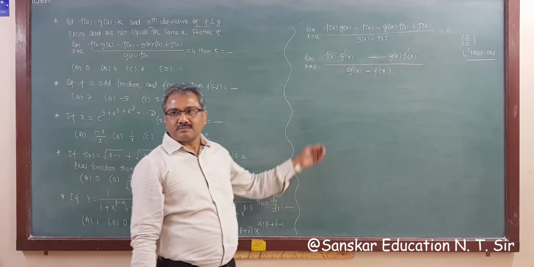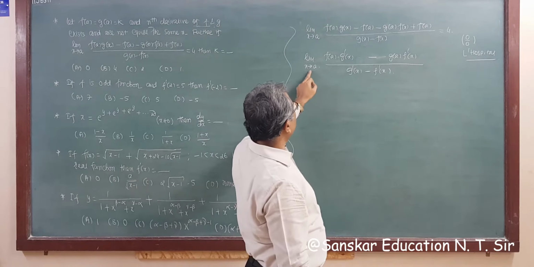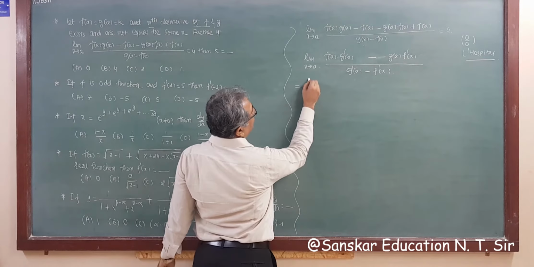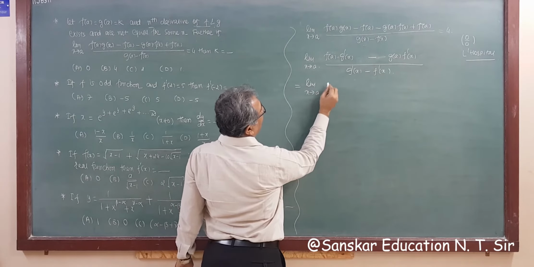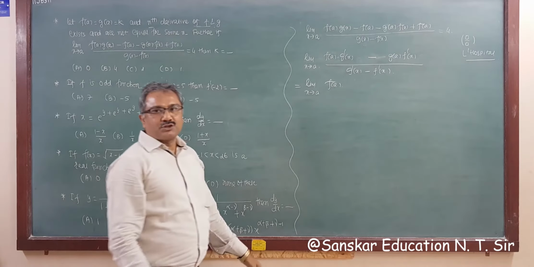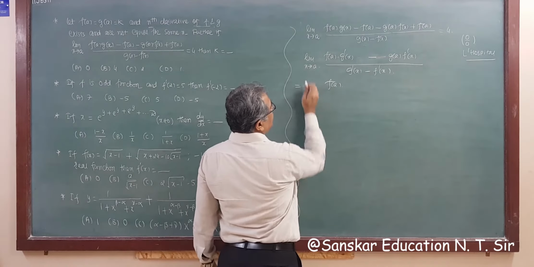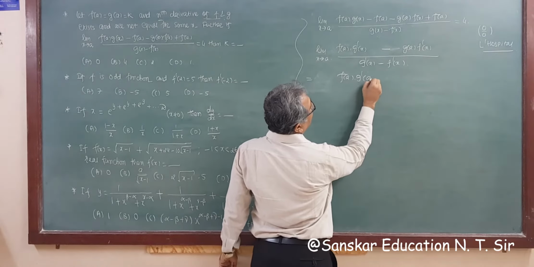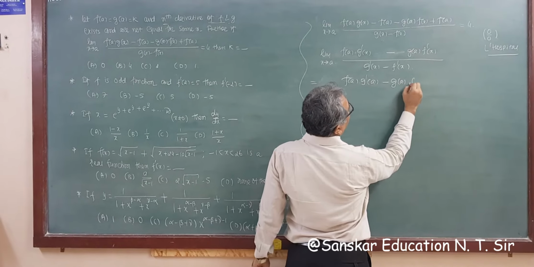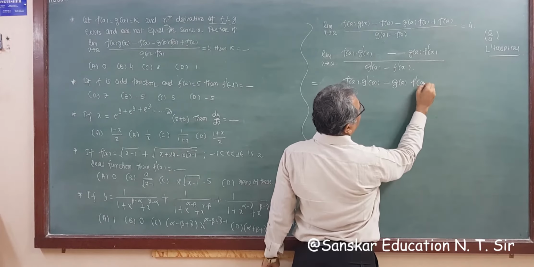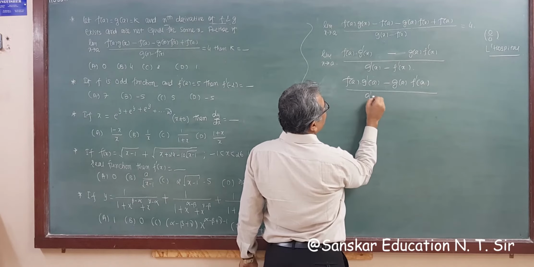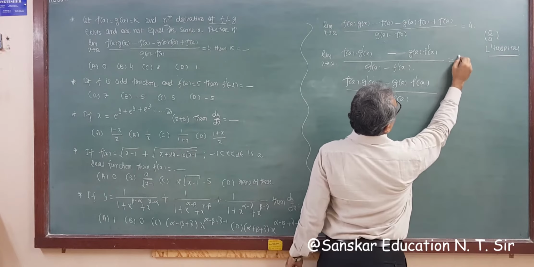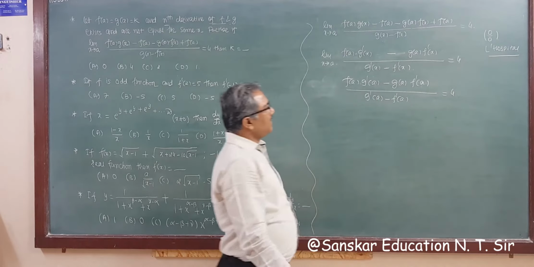Now if we substitute x equal to a here, what we get is the limit as x tends to a of f(a). So now applying the limit, this becomes [f(a)g'(a) − g(a)f'(a)] whole upon [g'(a) − f'(a)], and this is equal to 4, right?